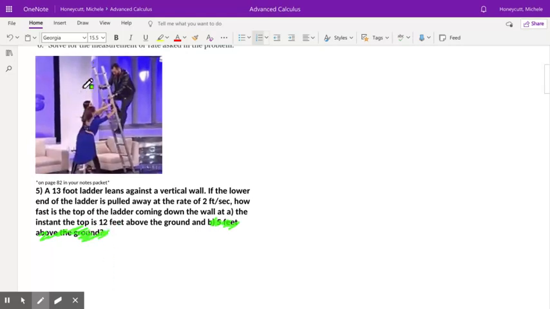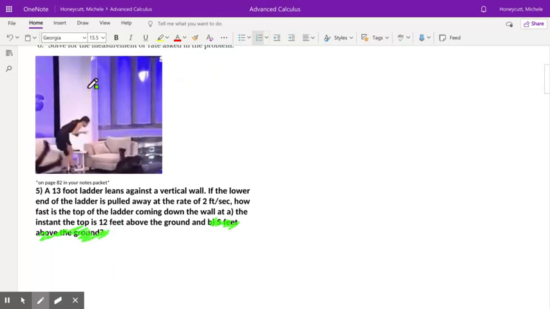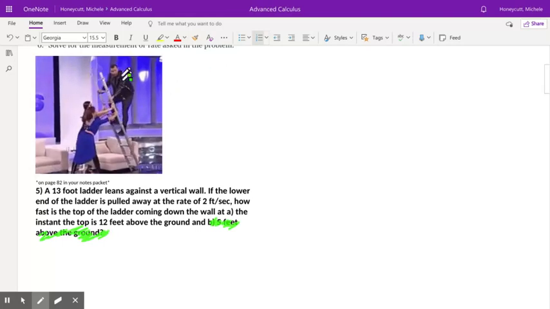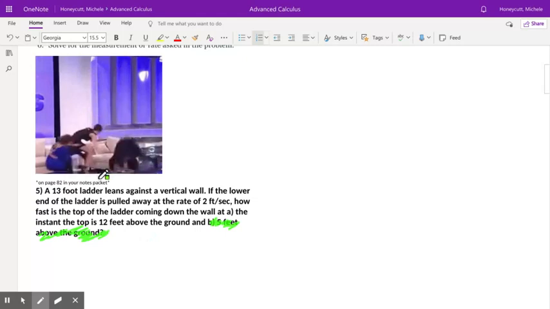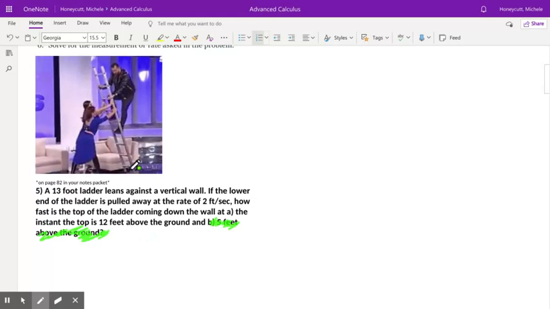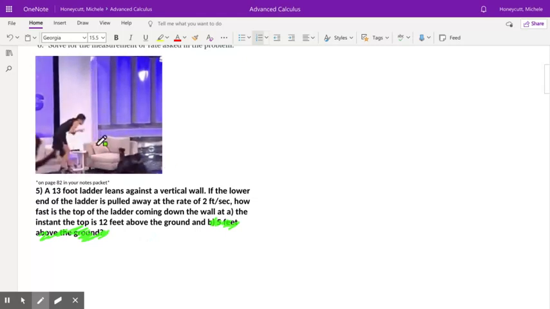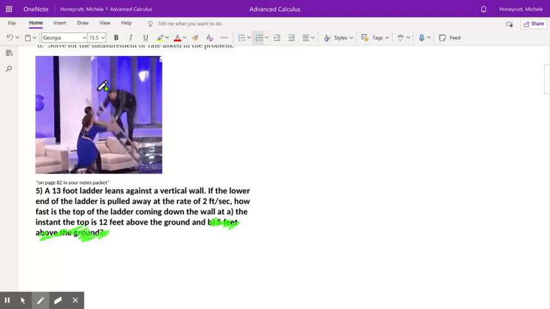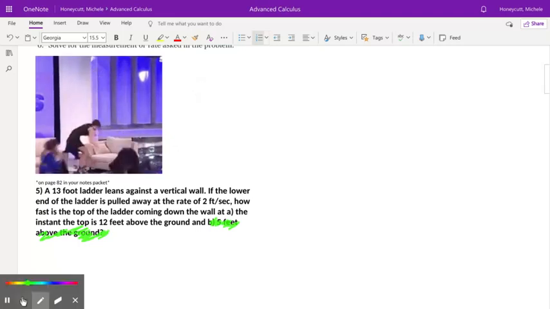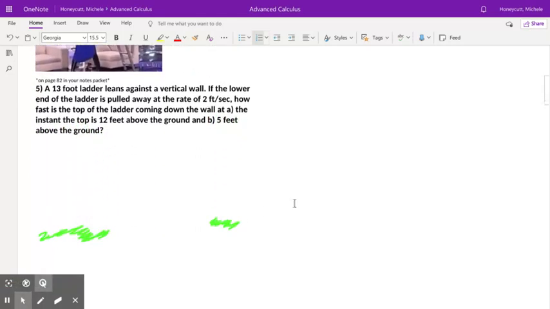Now, take one more second to get a better idea of the situation, because the animation is going to be distracting, so we're going to pull it out. We've got the ladder sliding out, and we're also looking at the rate of the speed of the ladder coming down the wall as well. So let's look at this problem now.